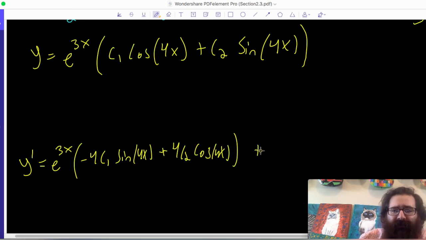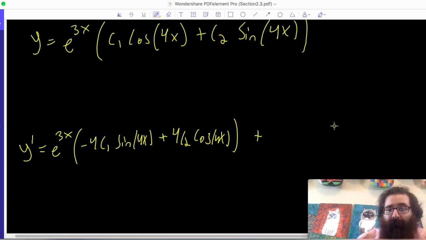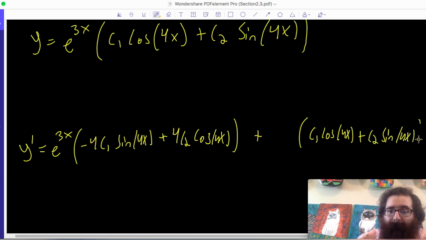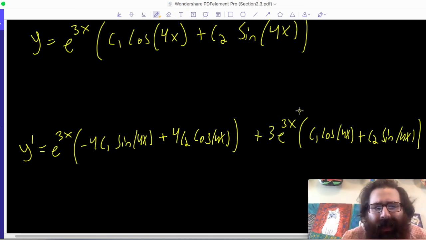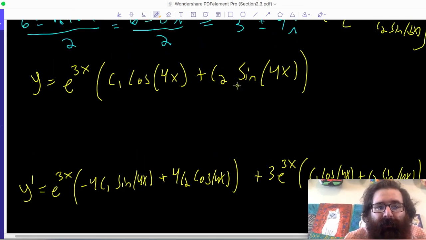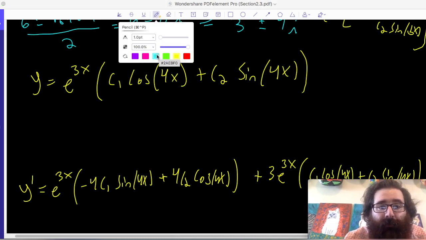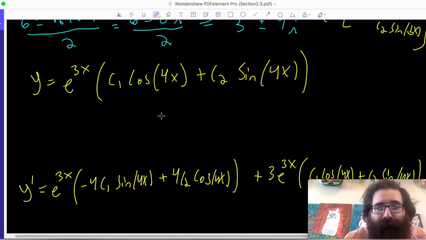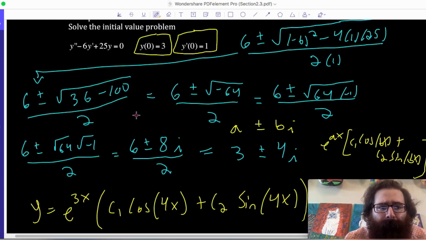And then I add to this, for the rest of product rule, now I'm going to rewrite that second factor. So here I'm just going to rewrite c sub 1 cosine 4x plus c sub 2 sine of 4x times the derivative of e to the 3x, which is 3e to the 3x. And I probably wouldn't try to simplify it. Certainly you can, but we're just going to be plugging into find our initial conditions and work with them. So probably okay to just leave it like this.